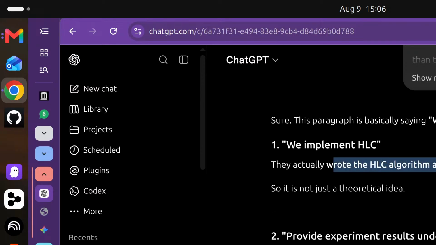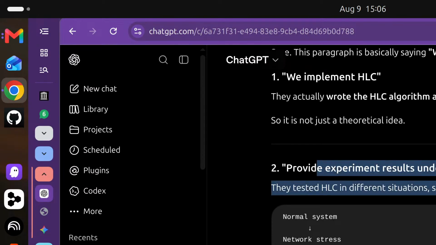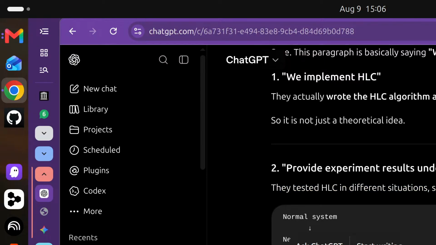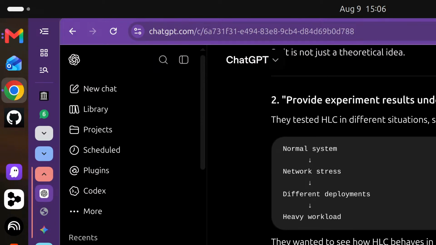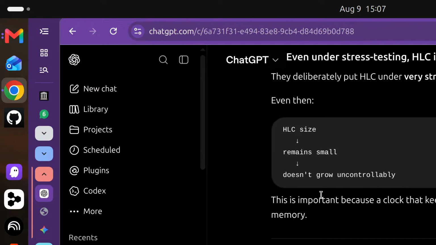They actually wrote the HLC algorithm software, so it is not just a theoretical idea, and provide experiment results under various deployment scenarios. They tested HLC in different situations such as normal, network stress, different deployments, and heavy workload also. So they wanted to see how HLC behaves in practice. Even under stress testing, HLC is bounded and small. The clock sizes remained small, right? So they really put HLC under very stressful conditions. Even then, HLC size remained small and doesn't grow uncontrollably. This is important because a clock that keeps growing would eventually consume lots of memory, right?